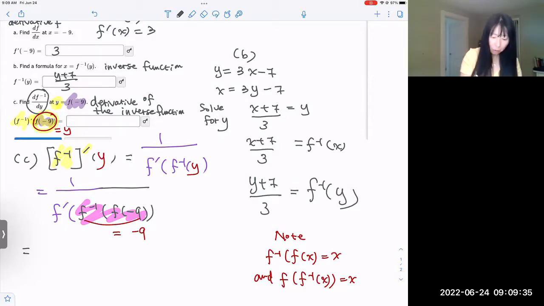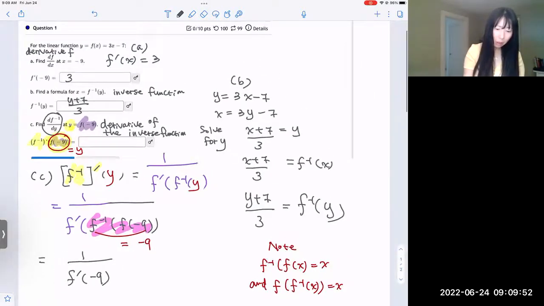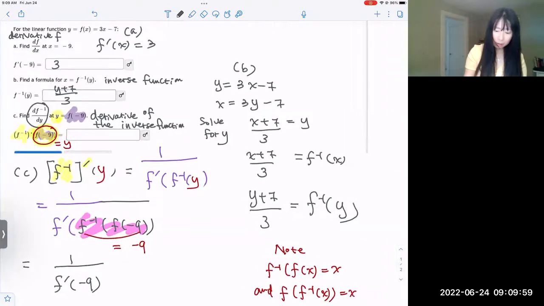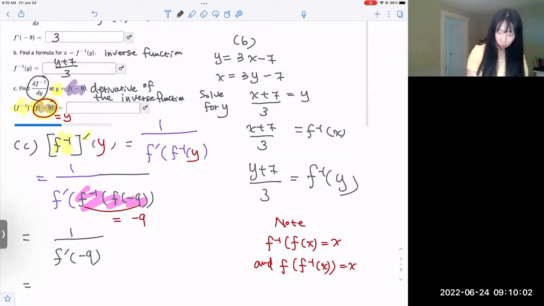Now, we have 1 over f prime of -9, right? Then what is f of -9 there? That will be 3, right? Can you see that? f prime of -9 is 3. So we're going to do that: 1 over 3, since f prime of -9 equals 3. Okay?